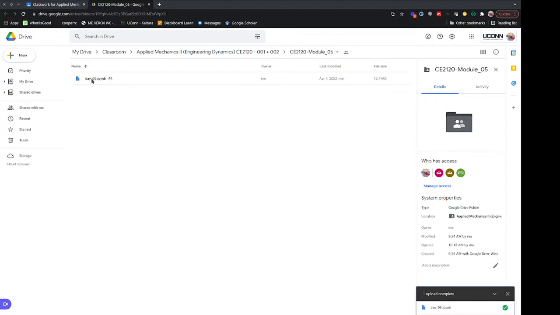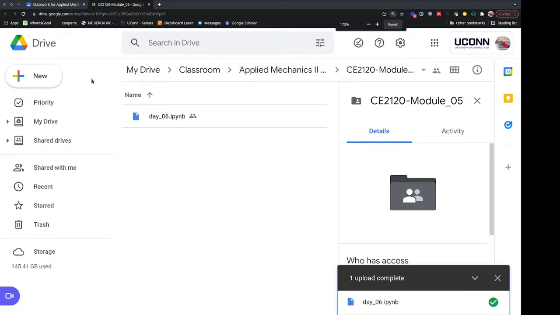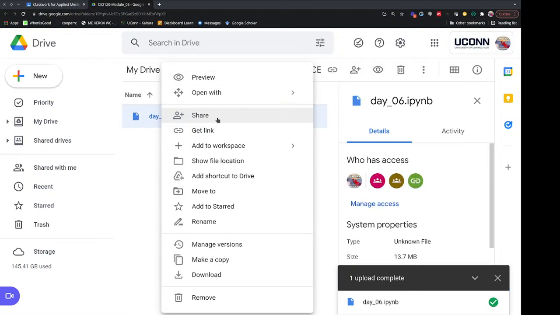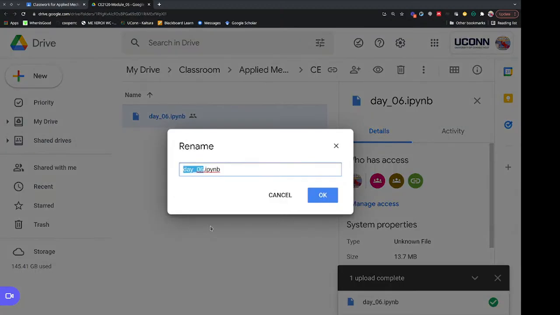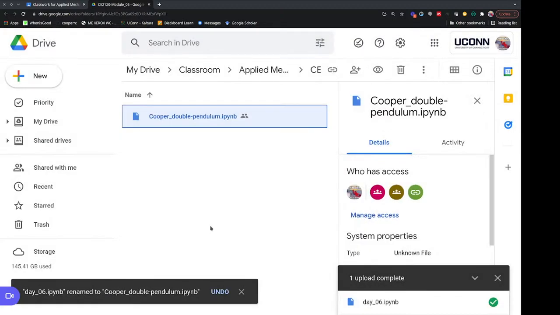The file name right now is just day 06, which is not very helpful. It doesn't tell you who made that assignment or where it came from, what it's doing. So I'll rename this. Right click, say rename. Make sure it's at least got your last name, something like that. So Cooper is good. And then double pendulum, because this is a double pendulum notebook that I had made with Julia. And that would be how you can submit this.